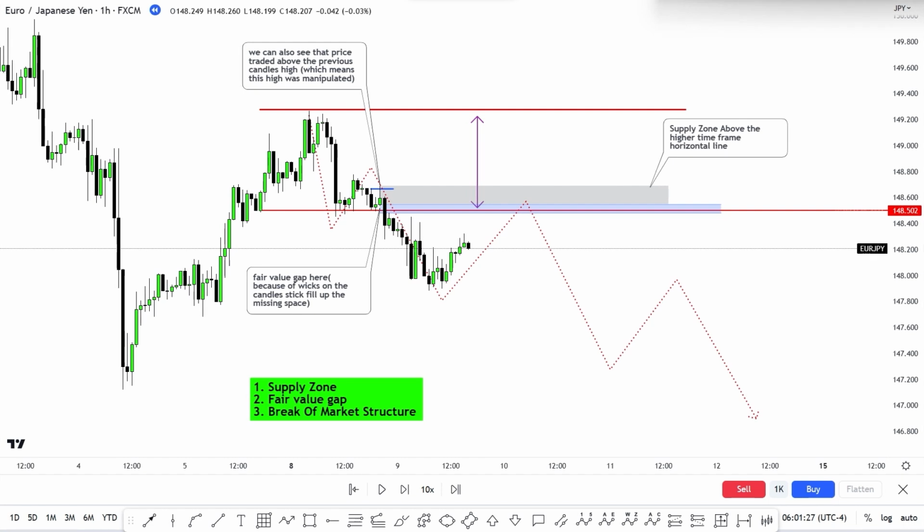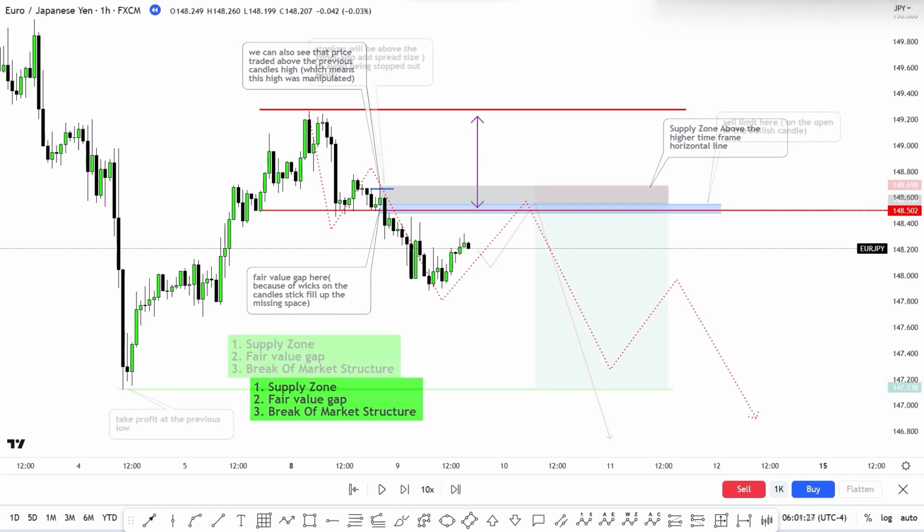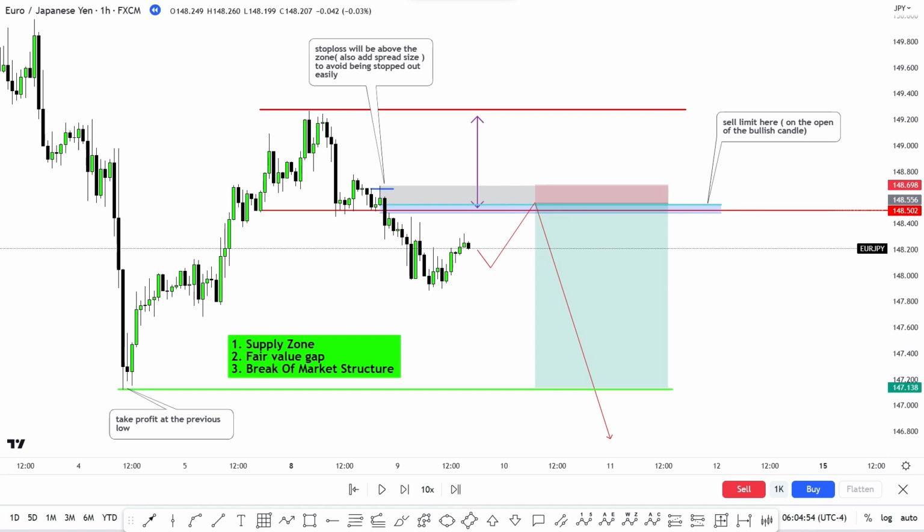And finally, in our analysis, we need to identify a break in market structure to ensure that we are following the market's direction rather than going against it. Market structure refers to the patterns and formations that the price creates on the charts. It typically consists of higher highs and higher lows in an uptrend, or lower highs and lower lows in a downtrend. So to clean up our analyses, our trade analyses will look something like this.